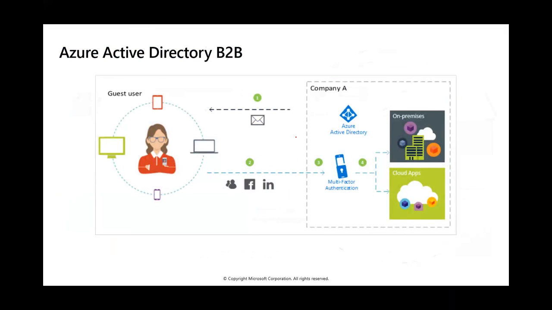And as you can see here, it works like this: company A, which has the Active Directory, would send an invitation to the user. So the user would be able to connect, maybe use their multi-factor authentication, and then connect to the cloud apps and on-premises network. So that's actually how it works.